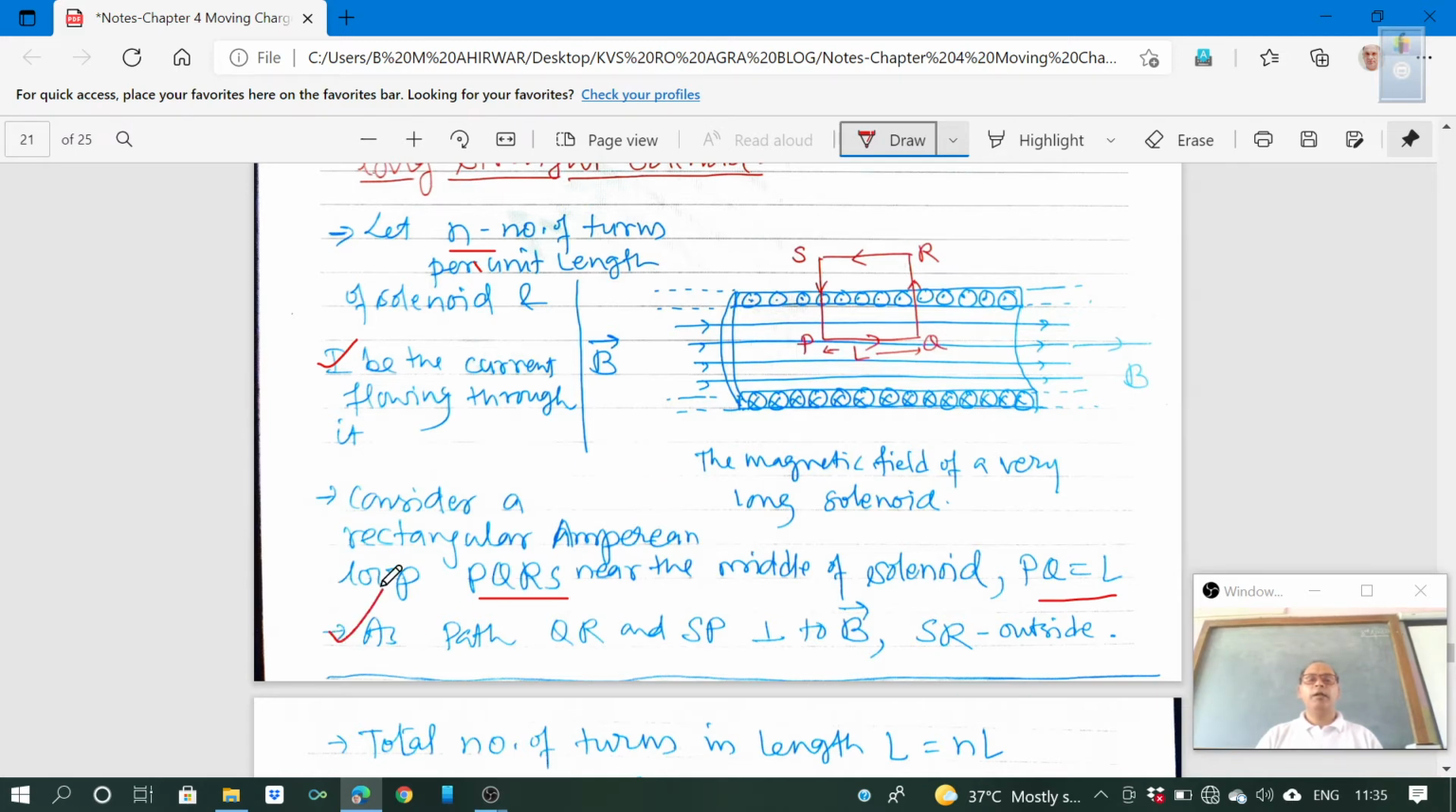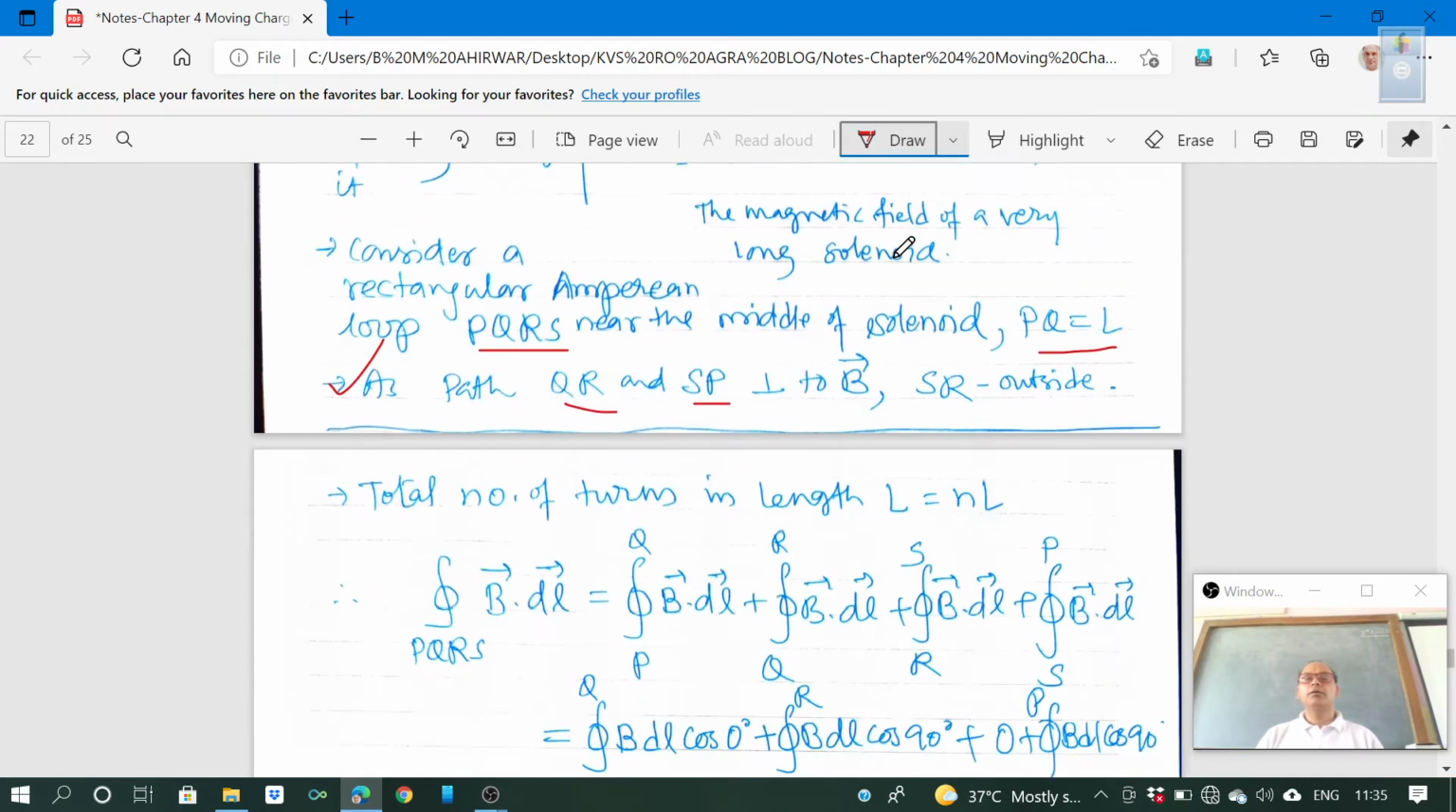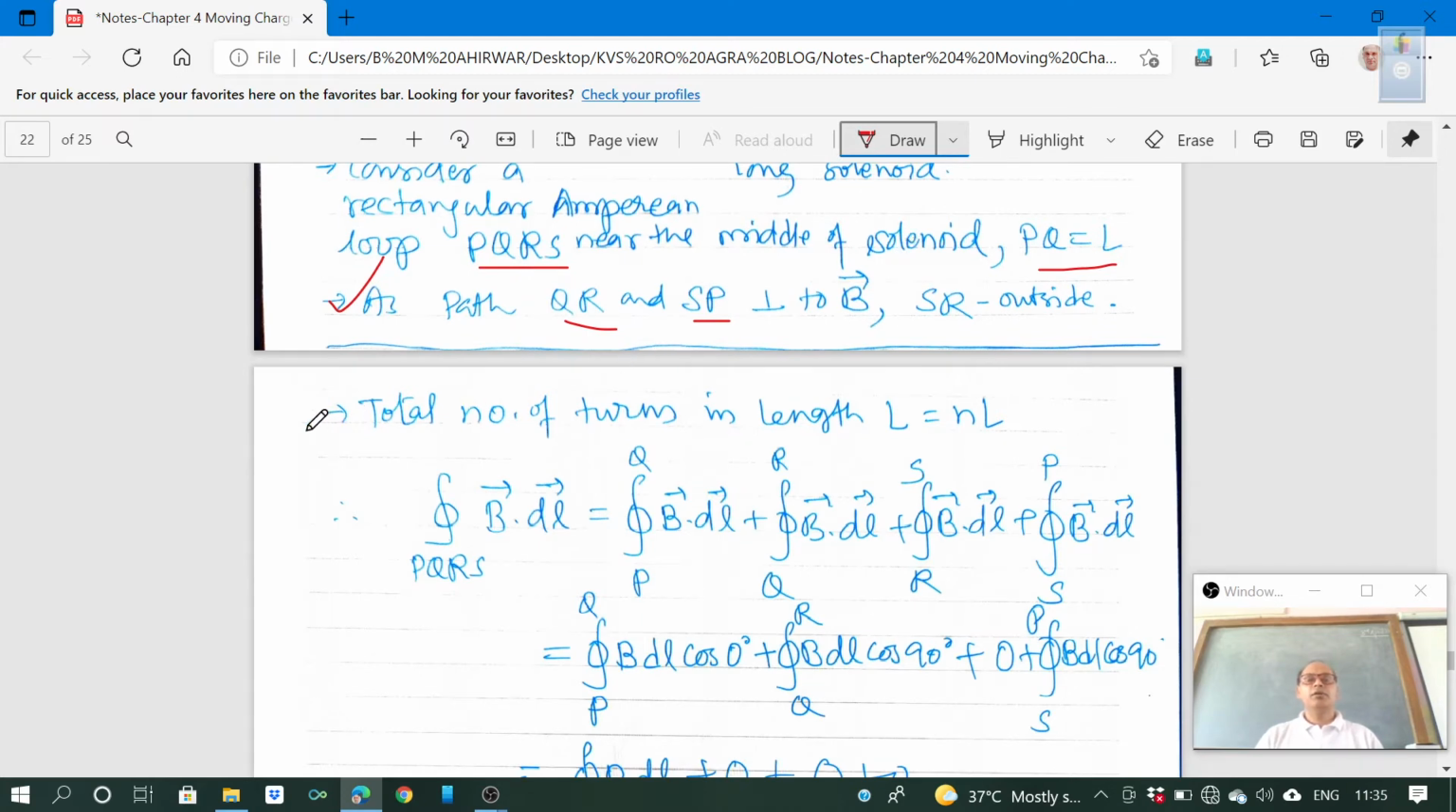There are four different paths: PQ, QR, RS and SP. PQ is parallel to the magnetic field, while QR and SP are perpendicular to the magnetic field, and RS is outside the solenoid. Now, the total number of turns in the length L, since small n is the number of turns per unit length and the total length is capital L, will be n times capital L.